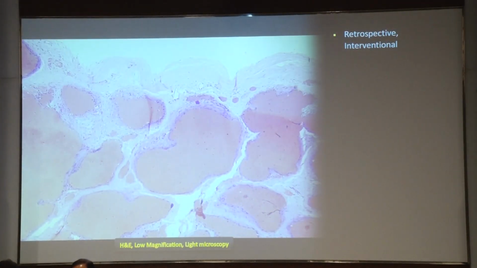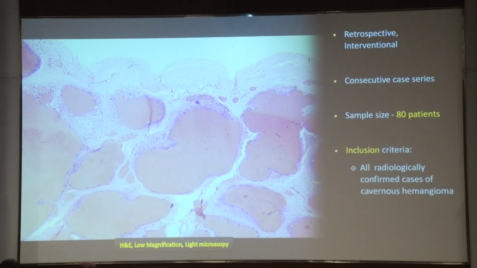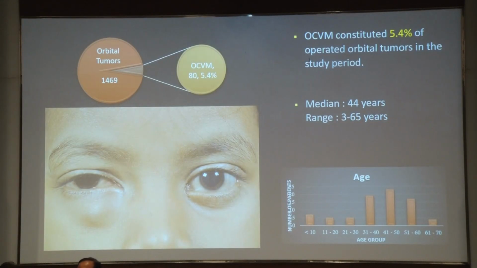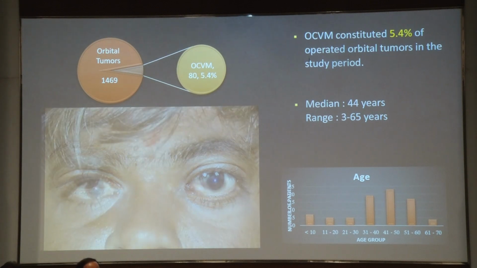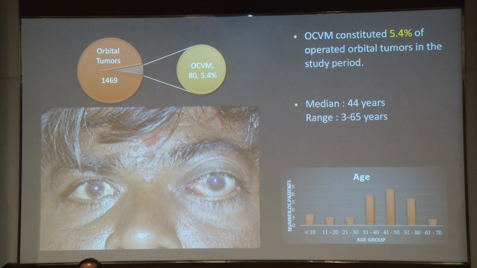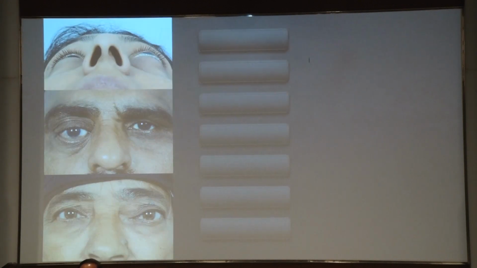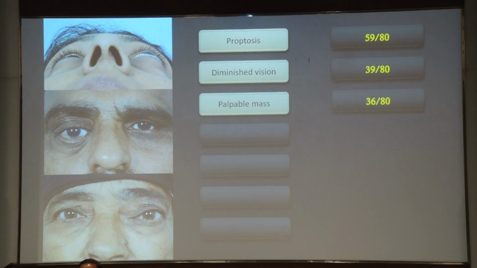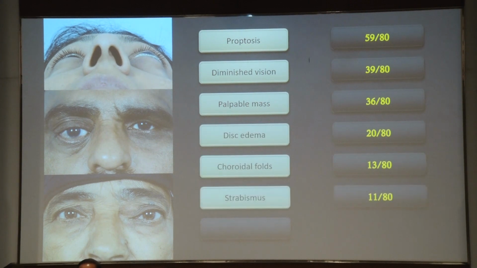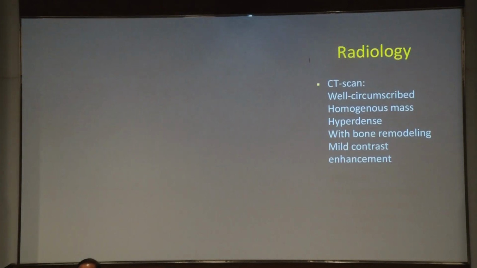So we conducted a retrospective interventional study where 80 patients were analyzed, and they were all radiologically confirmed, and those lost to follow-up were excluded. We saw that OCVM constituted 5.4% of all the operated orbital tumors in the study period, and the age range varied from 3 years to 65 years. So it's not just in adulthood, it happens in young age too. We saw a myriad of clinical presentations, proptosis being the commonest, diminished vision, palpable mass. Disc edema was also present in certain cases along with choroidal folds. Strabismus and ptosis were also common findings.